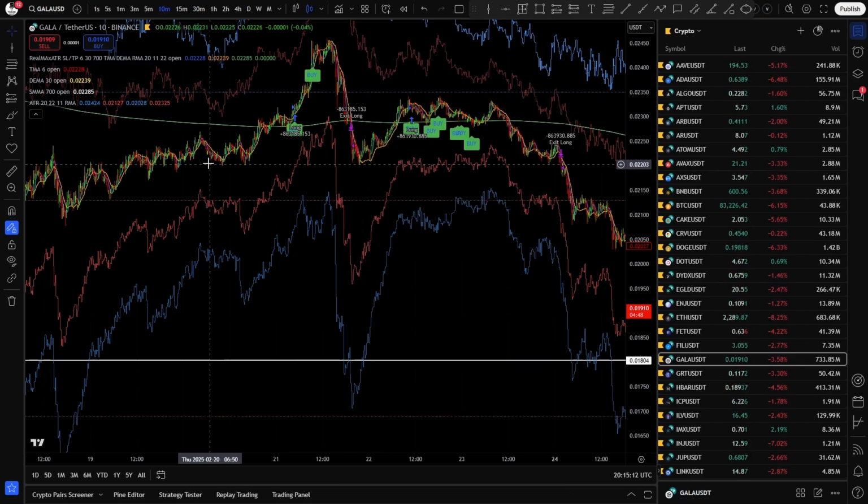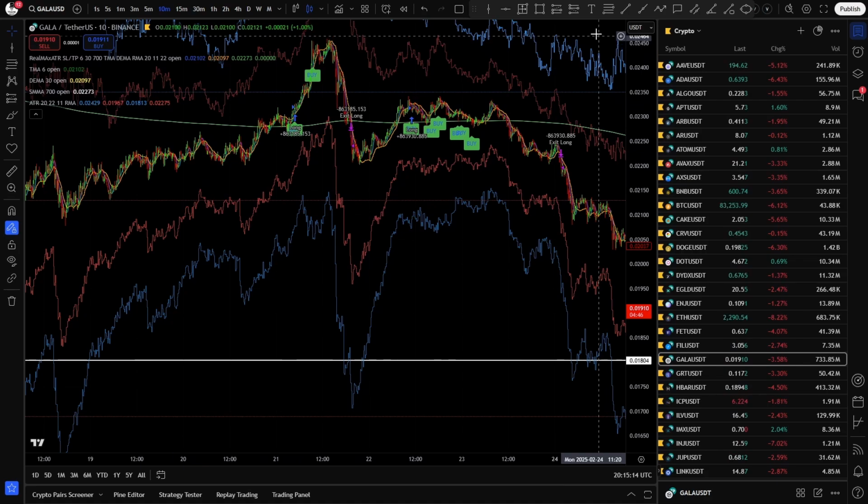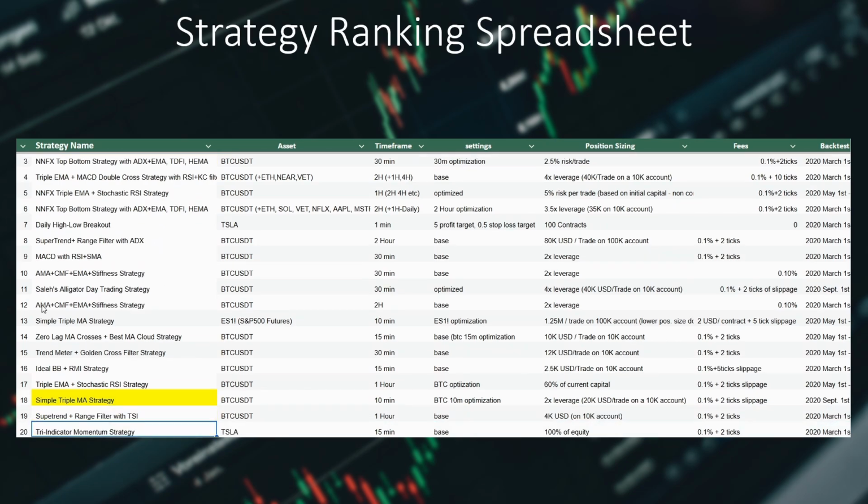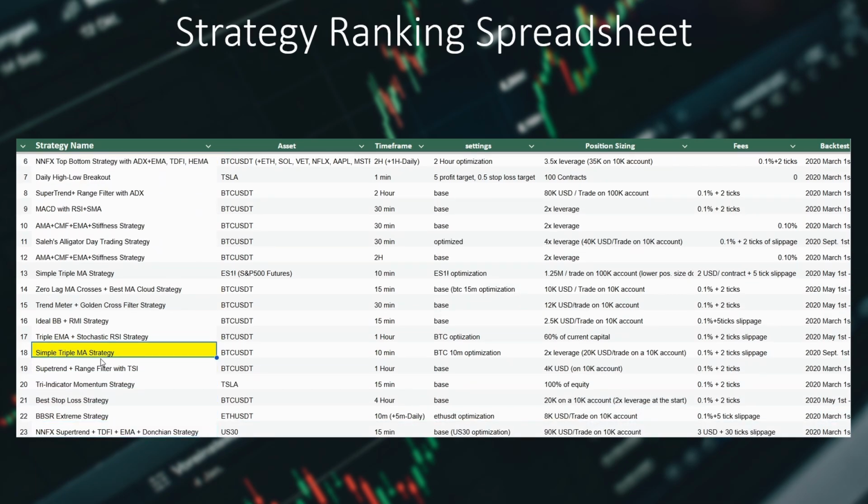Now let's see where this strategy optimization is placed among all the strategies I have tested so far. And here is the strategy ranking spreadsheet, and today's strategy was the simple triple MA strategy for the Bitcoin 10-minute chart. Out of the around 40 strategies I've tested so far, this optimization is placed at the 18th place. It's in the top 50%.